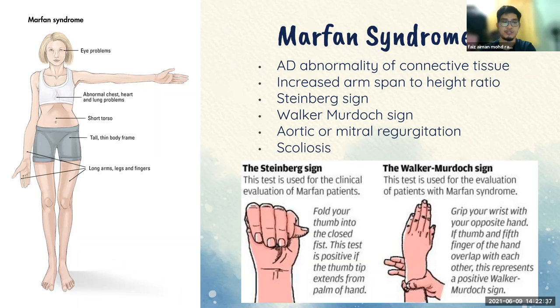So basically, it just shows that this patient has abnormally long fingers, because Marfan syndrome does have long arms, legs and fingers. They will usually have a short torso, and chest, heart and lung problems.